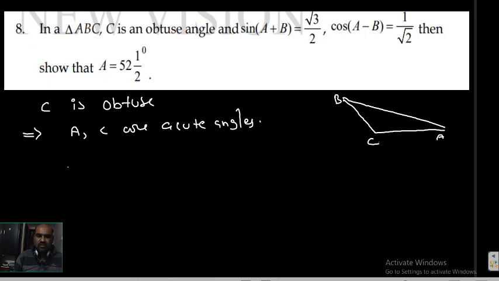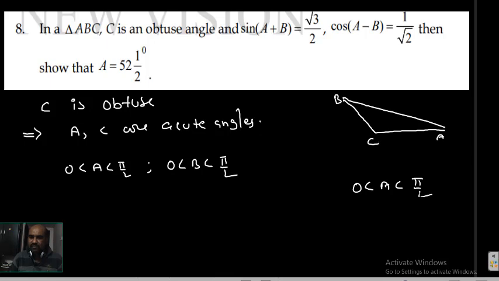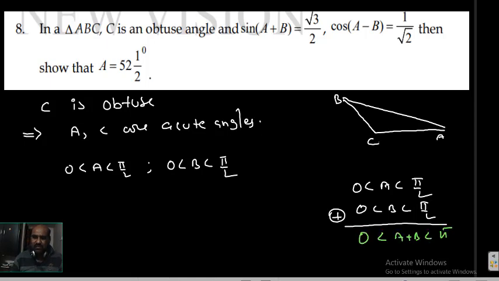That is, 0 less than A less than pi by 2, and 0 less than B less than pi by 2. Students, listen. You can add inequalities, but you can't subtract them. So adding, 0 less than A plus B less than pi. So this implies A plus B belongs to the open interval 0 to pi.